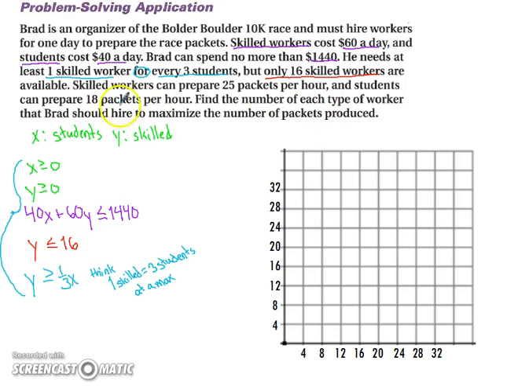And the harder one to come up with is he needs at least one skilled worker for every 3 students. I like to think of it this way. At a maximum, 1 skilled worker can equal 3 students, but you can't go any more than that. So a third times x will give you the value for y.